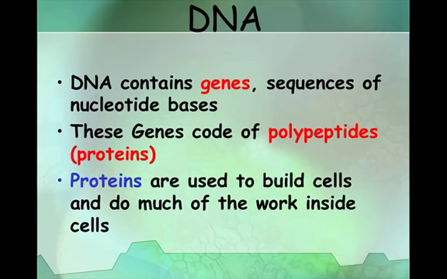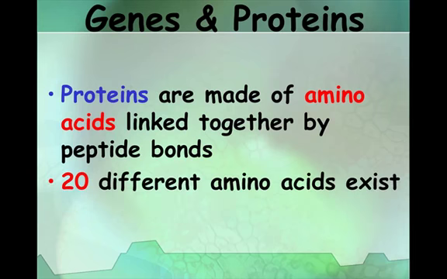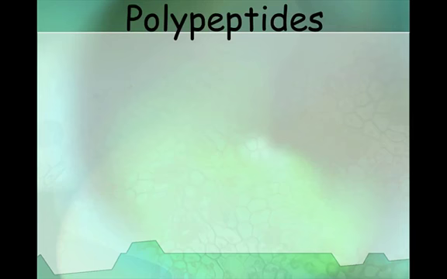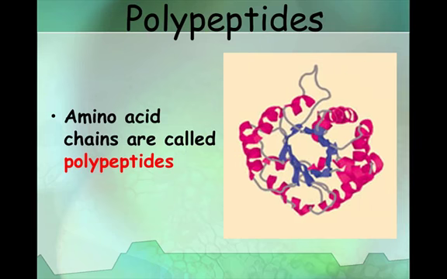Proteins are used to build cells and do much of the work inside the cells. And this is something that you learned back in Chapter 2. Proteins are made of amino acids, and amino acids, once again, are linked together by peptide bonds. There are 20 different amino acids that are possibly going to link together to form proteins. And once again, a polypeptide is an amino acid chain. So these are very long and complex.